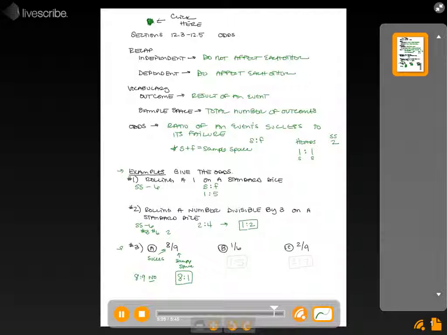Alright, B is 1/6. So we know our success is 1, and then 6 minus 1 is 5. So there would be our answer, 1 to 5. Last one, 2/9. We start with 2. 9 minus 2 is 7. So there would be our answer, 2 to 7.